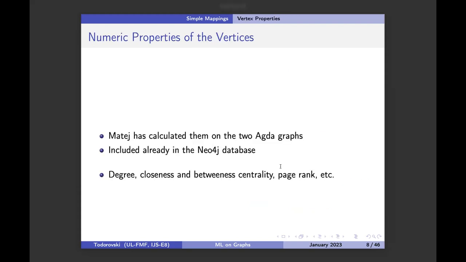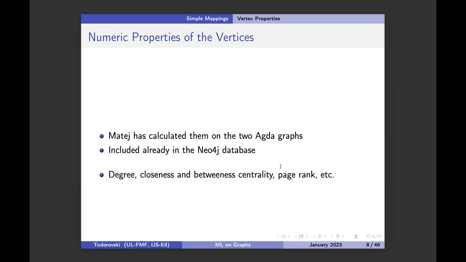Now, of course, these properties are limited because they only take into account the structure of the graph. Each vertex of the Agda graph has much more information. In each node of the Agda graph, we can ask ourselves what is the source code included in the definition. Because every node corresponds to a definition, we have source code. We have a text affiliated with the node. So can we use a text?